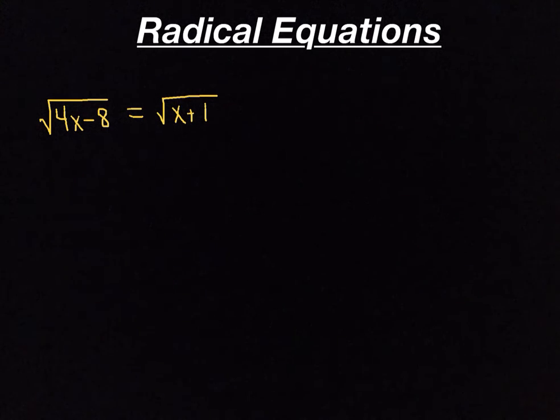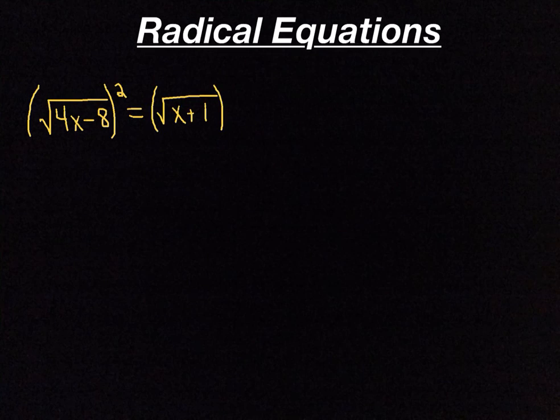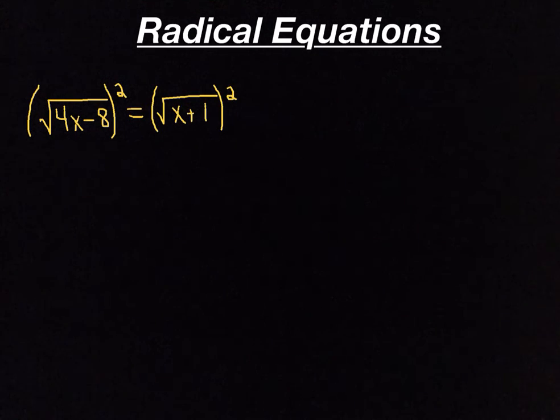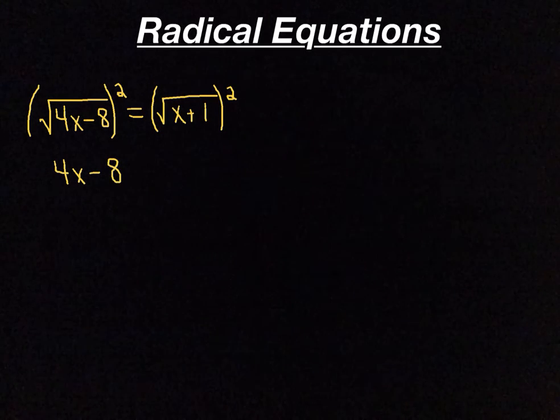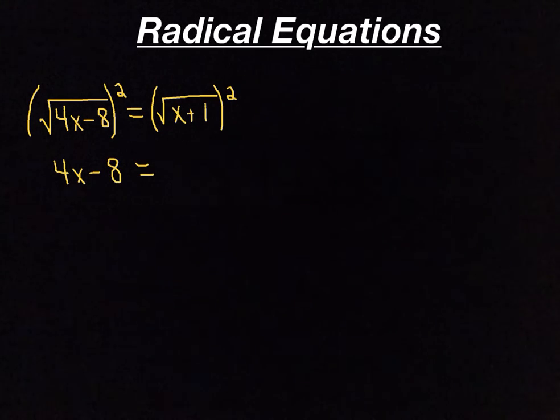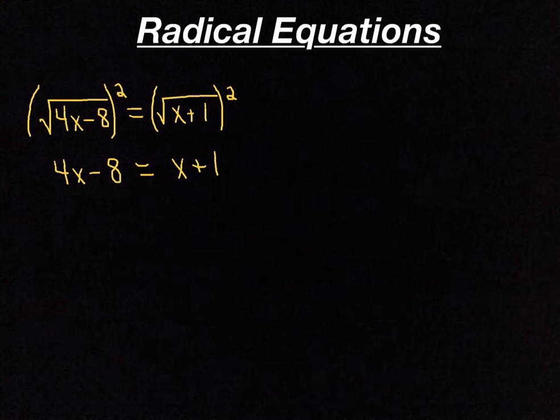Now, since both sides are just square roots, the way that we can get rid of a square root is we can square a square root and it gets rid of it. If you square the whole side, as long as you do it to both sides, then that's okay to do. Got to do the same thing to both sides of an equation. So to square a square root just gets rid of the square root, so you're left with 4x minus 8 is equal to x plus 1.